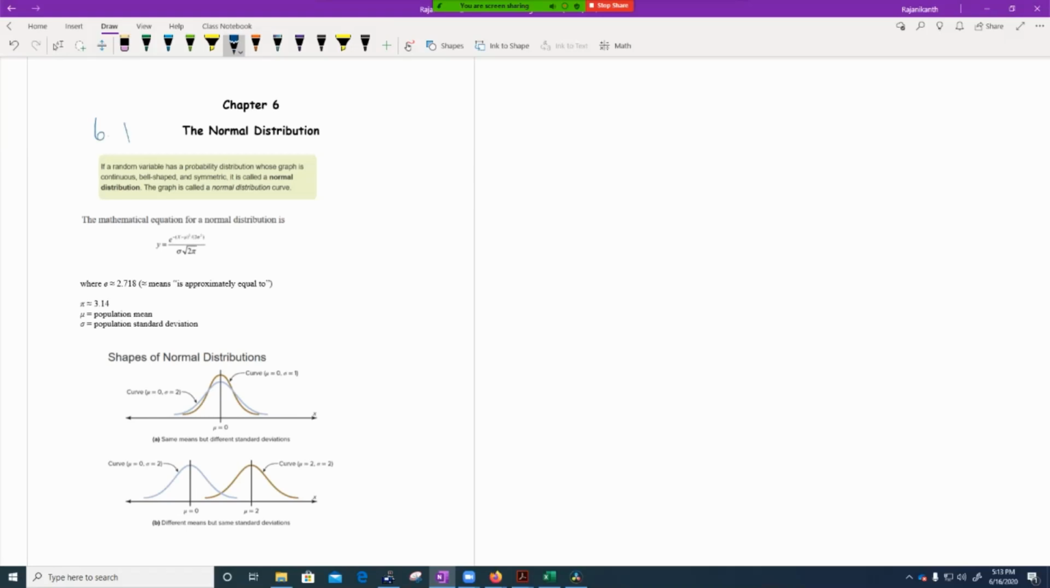Remember in chapter 5, we had the random variable x, which was discrete. That means the value of x can take only a finite number of values. But here, under the normal distribution, we need to assume that our random variable x is continuous. That means our variable x can take infinitely many values. Okay, so keep in mind that point.